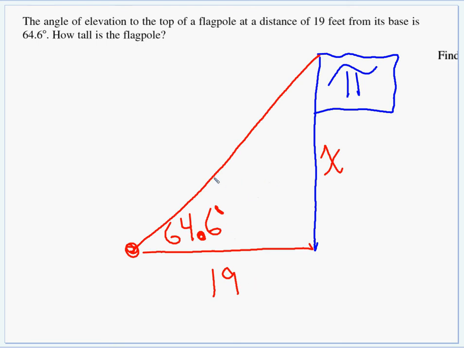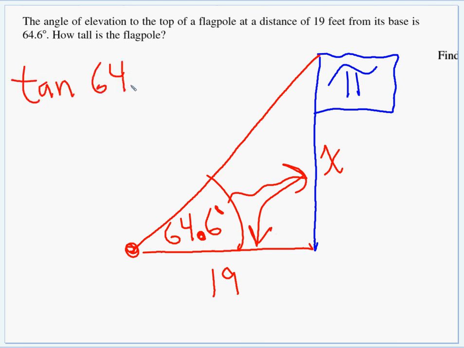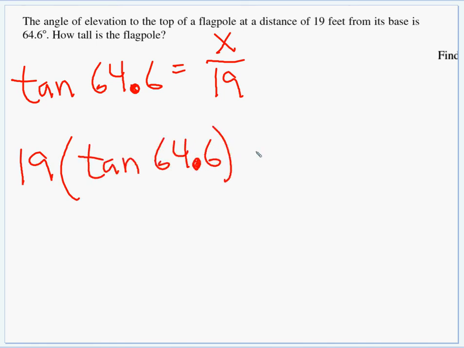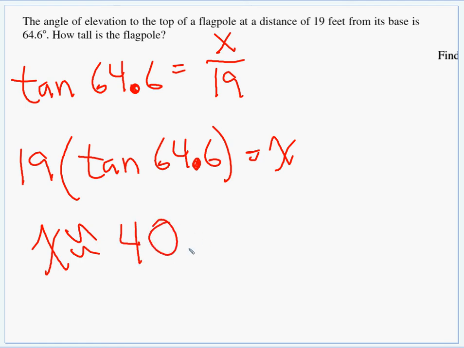So let's see, we're here at the angle. We want the opposite. We have the adjacent, so that forces us to tan. The tan of 64.6 is equal to the opposite, X, over the adjacent, 19. This is the easy variety. Multiply both sides by 19. 19 times the tan of 64.6 is equal to our X value. If we punch that in the calculator, X is approximately, well, we'll just round this off to 40, but it is 40.014 feet. But that's a pretty insignificant amount, so we got a 40-foot flagpole.